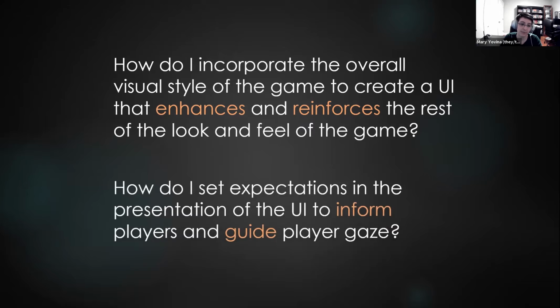So the questions I'm there to answer as a UI artist are, how do I incorporate the overall visual style of the game to create a UI that enhances and reinforces the rest of the look and feel of the game? And how do I set expectations in the presentation of the UI to inform players and guide player gaze? Solving UI problems requires thinking about both how the visual identity and narrative of the game is reflected in the UI and also how my choices are communicating meaning. And these two questions should not be separated. You should be tackling those things together as one cohesive problem.